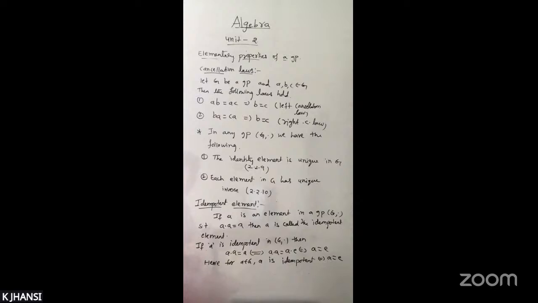You have to show that for the set of positive rational numbers, with respect to the operation defined in some form, it is an abelian group. That means you have to show that it satisfies all the 5 properties. If it satisfies all the 5 properties, then it is an abelian group.